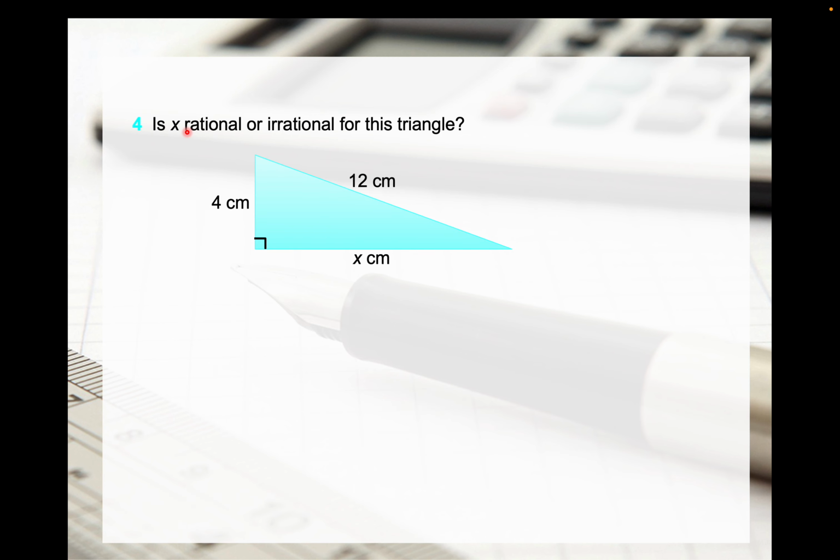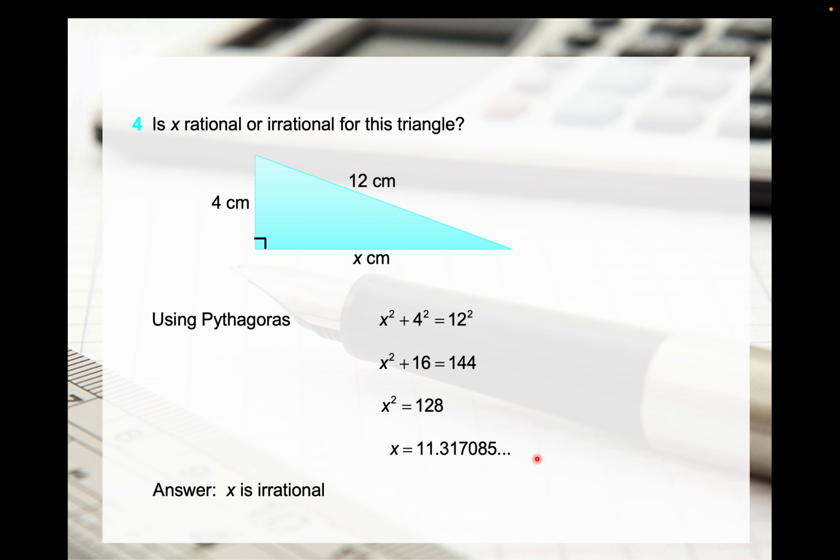Let's check one more, whether x is rational or irrational. The same strategy, we're going to use Pythagorean theorem. x squared plus 4 squared equals 12 squared. So x squared plus 16 equals 144, minus 16 from both sides, x squared equals 128. So x equals 11.3137085..., and the dots mean this is not all of it. There are no recurring decimals here, so you cannot show this as a fraction, as it goes to infinity. So it's going to be irrational. That's the end of rational and irrational numbers, also recurring decimals.